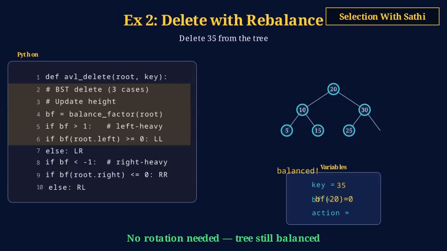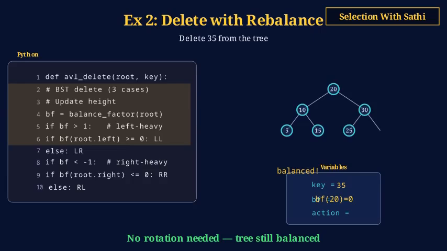BF of 20 is minus 2. Right heavy violation. Check right child 28, BF is 0. BF minus 2 at Z and 0 at Z dot right, this is the RR case.